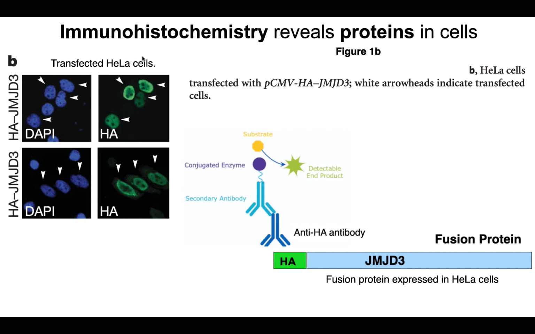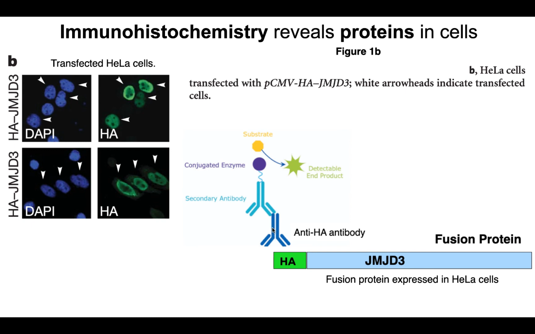So we're going to concentrate right here on the right-hand images. This is that same thing. This should be familiar to you. This is the expression vector that ends up generating a fusion protein, our JM-JD3 fusion protein fused to hemagglutinin. Now, instead of taking these HeLa cells and bursting them open and making lysates of them and running them on a gel, we're taking those cells and directly incubating them in the presence of our anti-HA antibody.